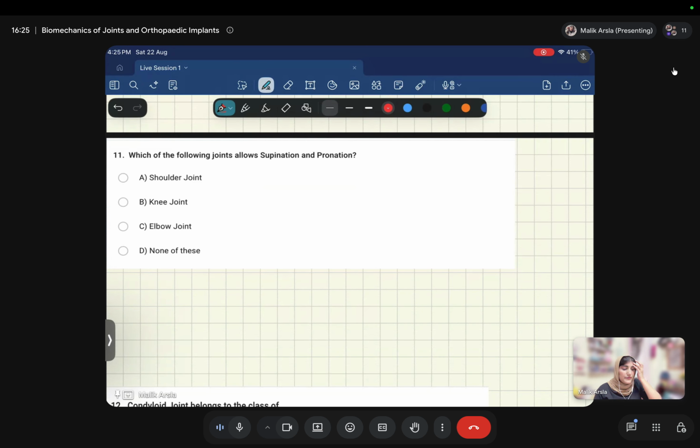Okay. So which of the following joints allows pronation and supination?